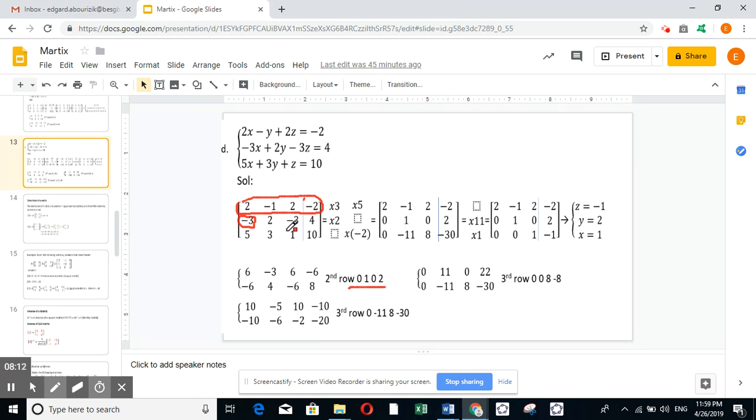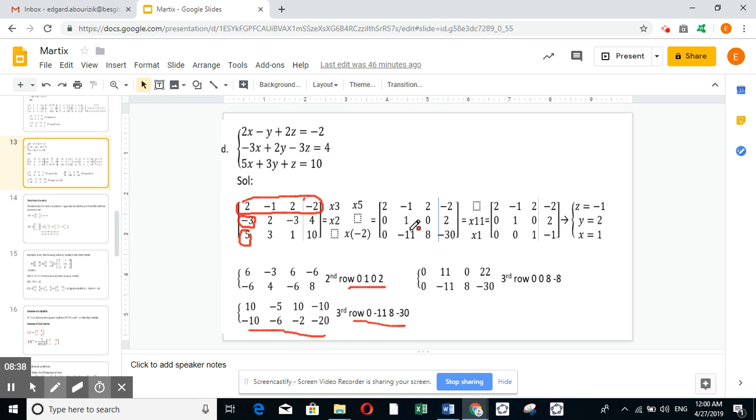Okay, so I write it here. Now I need to have here 0. I have 5 and 2. I multiply up by 5, down by minus 2, or up by minus 5, down by 2, it doesn't matter. So 10 minus 5, 10 minus 10, you can see it here. Minus 10, minus 6, minus 2, minus 20. If you add, 0, minus 11, 8, minus 30. So this is the second one.